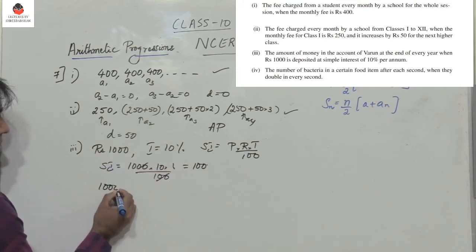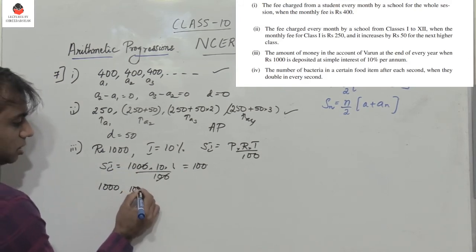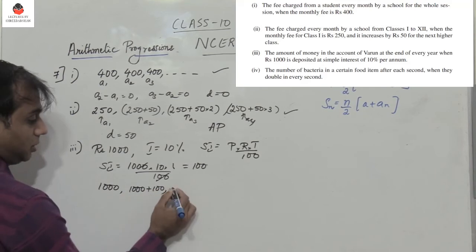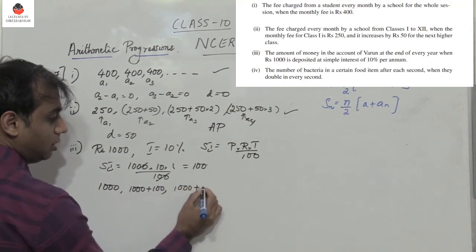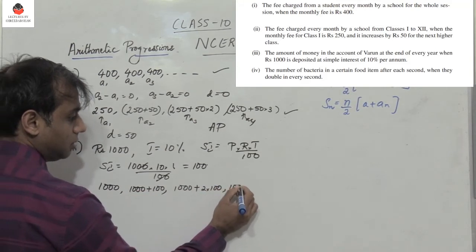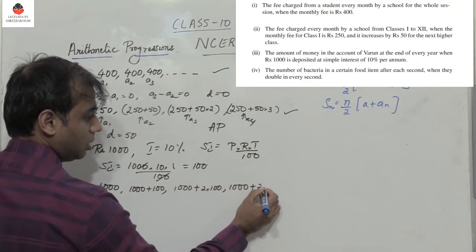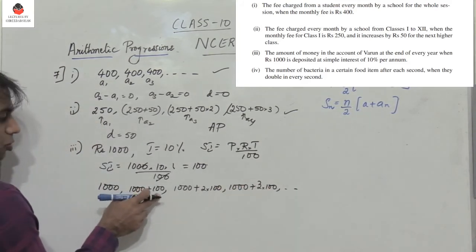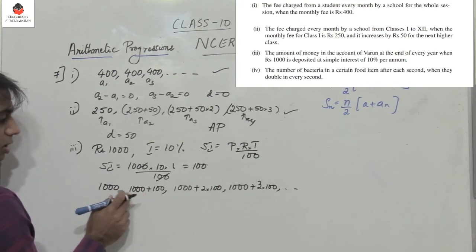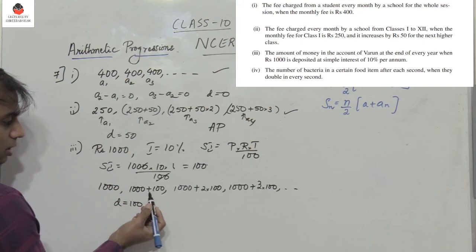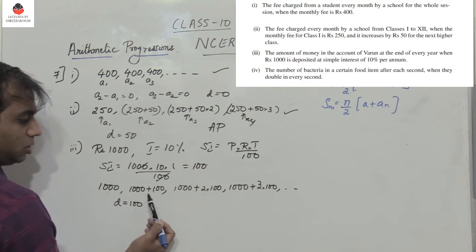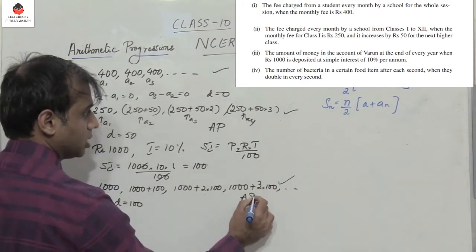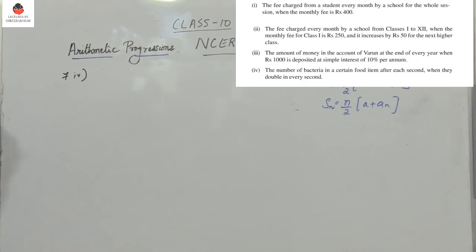So initially the amount is 1000, then it's going to be 1000 plus the simple interest 100 for the first year. For the second year it's going to be 100 into 2. For the next year it's going to be 100 into 3, right? The interest is going to be 3 into 100 and so on, right? So the interest gets added to the principal. So here you find that the common difference D is 100. Right? So if this is A1, A2, A3, A4, A2 minus A1 is 100, A3 minus A2 is 100 and so on. So this forms an arithmetic progression. The number of bacteria in a certain food item after each second when they double in every second.